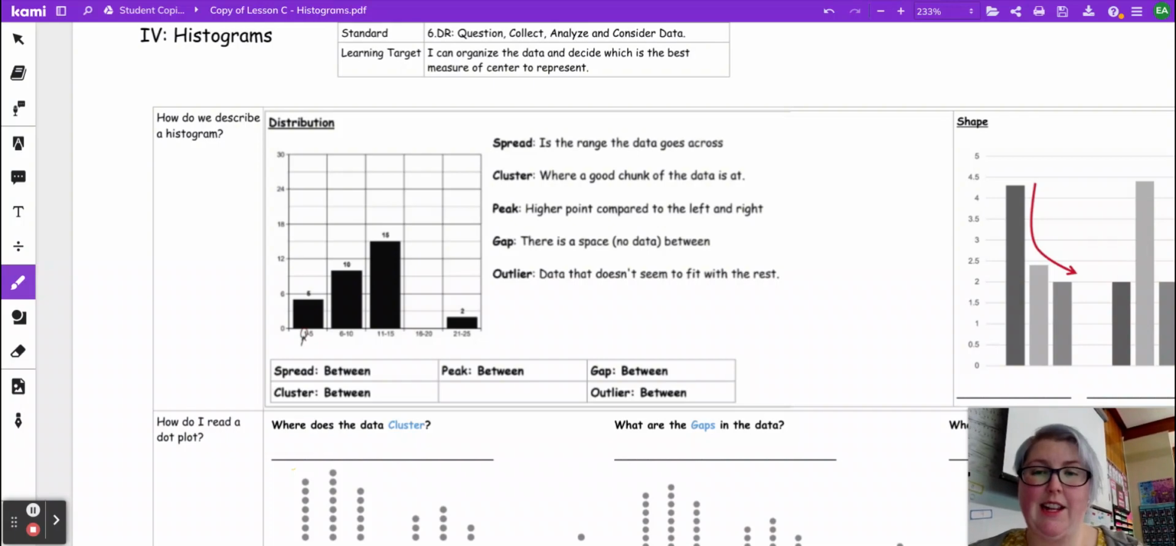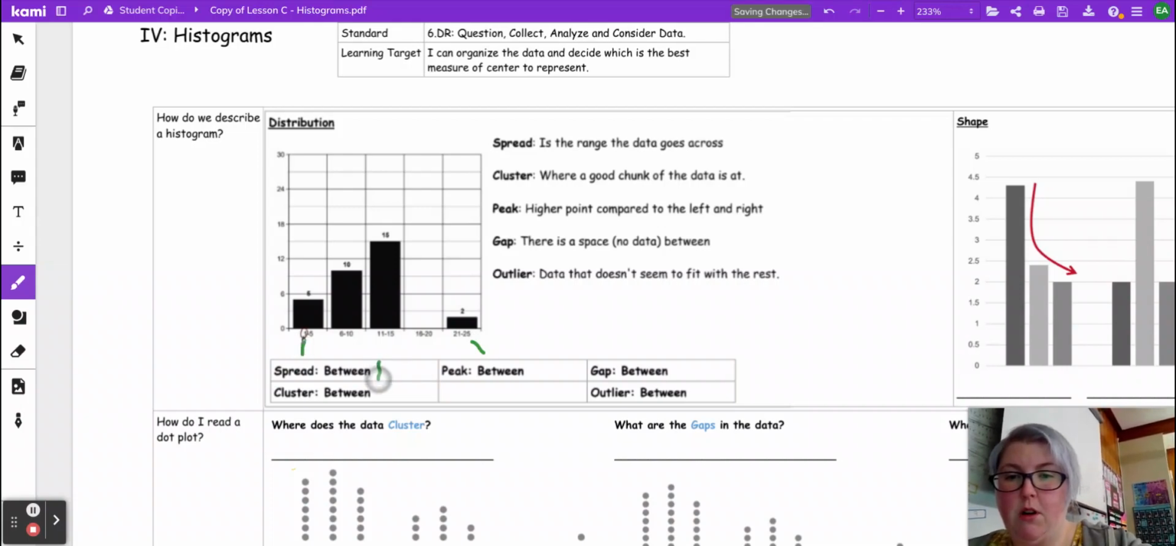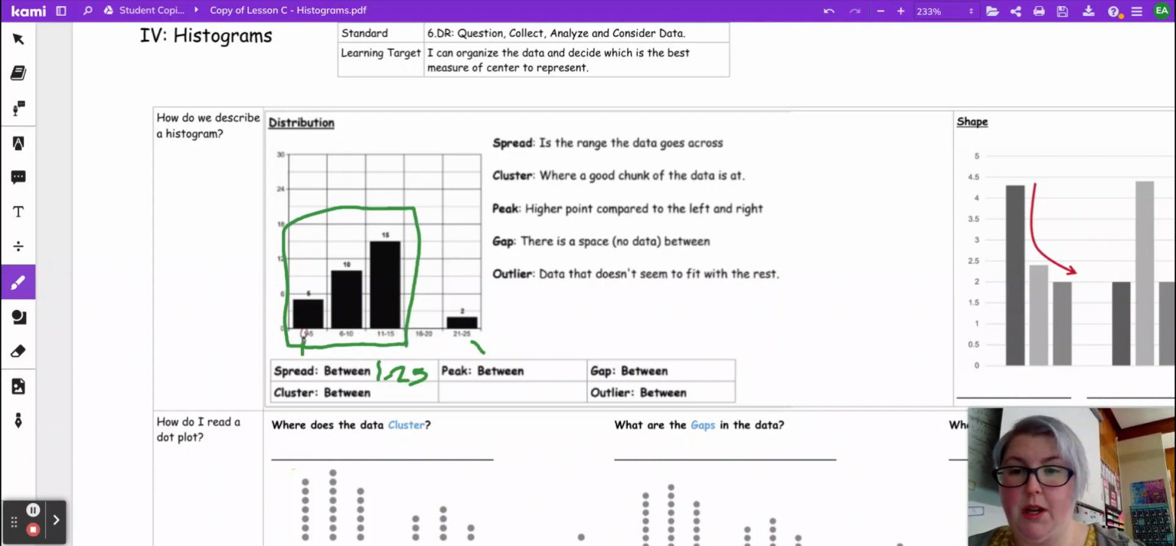So spread is the same as range. Of course, we like to have multiple words for the same thing. If we look, our data goes from 25 to 1, so between 1 and 25 is our spread. The cluster is where a good portion of our data is, and there can be multiple clusters. On this histogram, most of our data is clustered between 1 and 15. So between 1 and 15, that's our cluster.